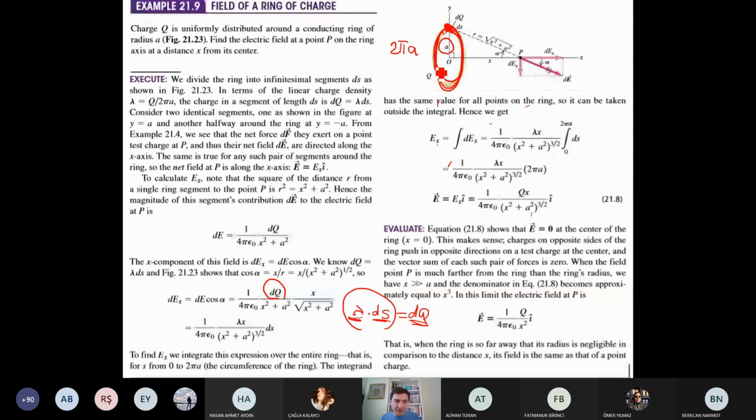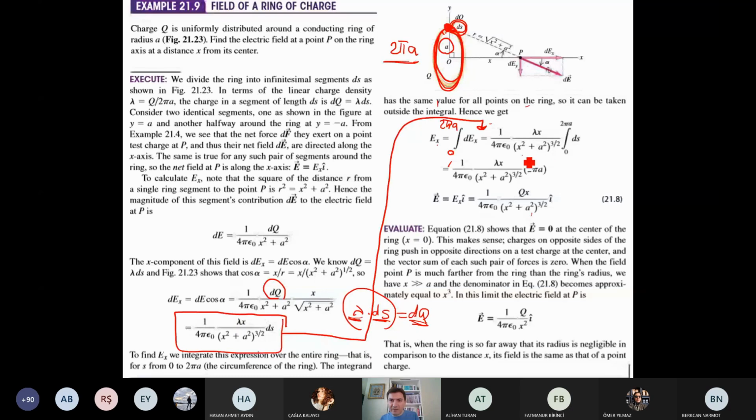So just take this one, put this one here and integrate from 0 to 2 pi a, okay? x is constant. Radius a is also constant, okay? Lambda, the linear charge density, is constant. x is constant. You can take all constant numbers out of the integral.